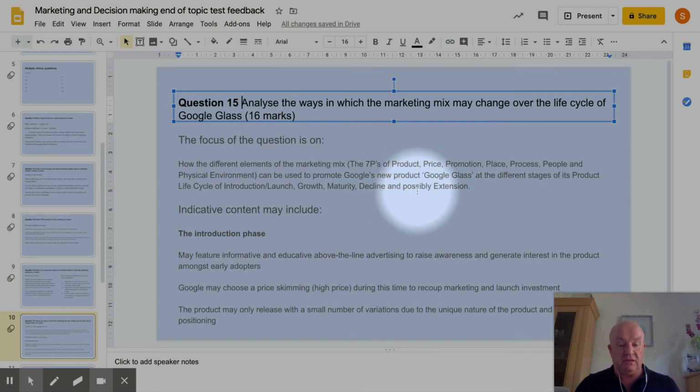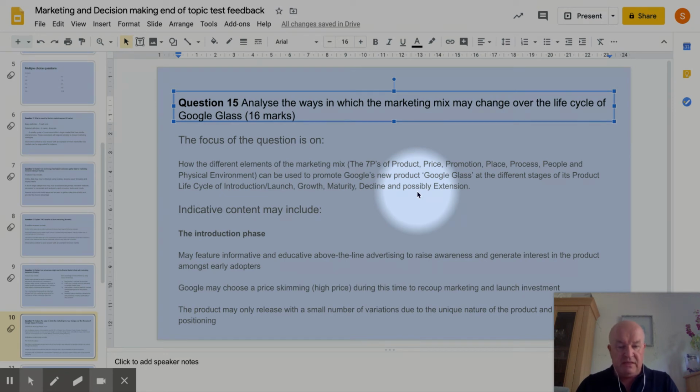So in essence, to answer this question well, you're going to need to be able to explain that you understand how the marketing mix might change over the product life cycle, and the sorts of things that you would do to market an organization's product at introduction, at launch, and what you might need to do at growth, and then obviously looking at other things that you might need to do as it goes from growth to maturity to decline and then extension, okay, if you can do that.